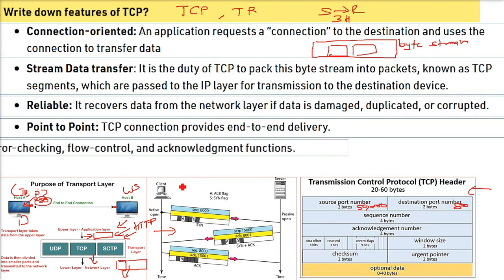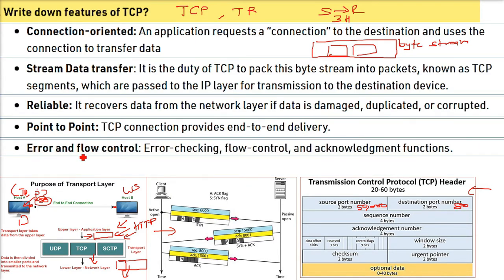Then we have error and flow control. See, for flow control, there are various mechanisms. It uses the sliding window protocol and other protocols. For error control, it uses the checksum. In TCP, the checksum is mandatory. In UDP, it is not. So the sliding window protocol is normally used by TCP.